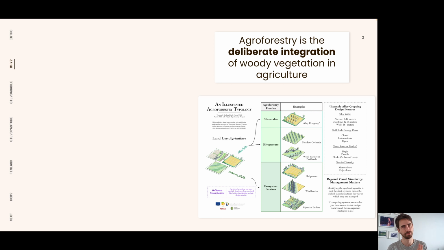Actually, it's not tree, it's forest. So silvoarable is trees in farming, and silvopasture is trees in pastures, so places that are either going to be grazed or hay will be made or silage will be made or some kind of fodder will be produced from the non-woody plants, but then we're integrating woody plants back into that system.